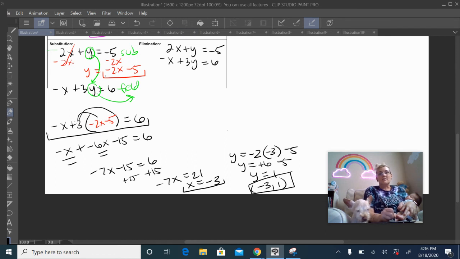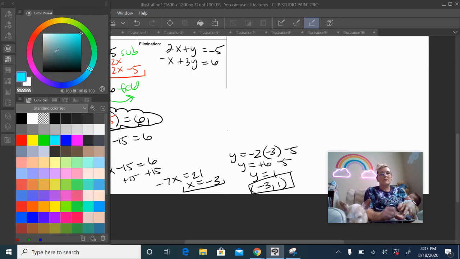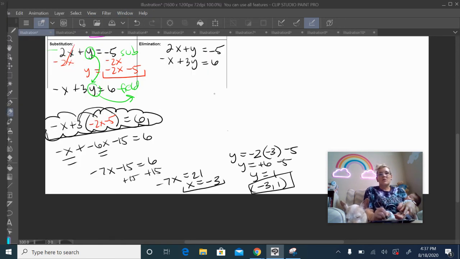So with substitution, I combined the two equations using the method of substitution. I took two equations and two variables, and I put them together using substitution and came up with one equation and one variable that I could solve. I'm going to put a little cloud around it. I'm going to use that same idea with elimination, and I'm going to grab a different color so we don't confuse what's going on.